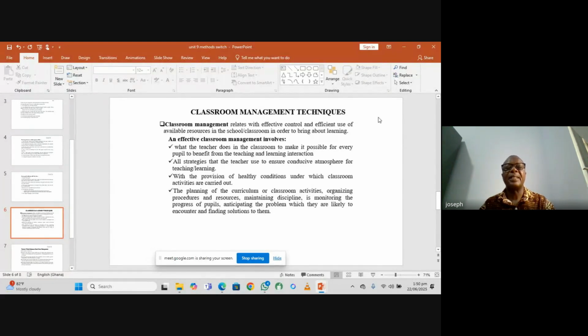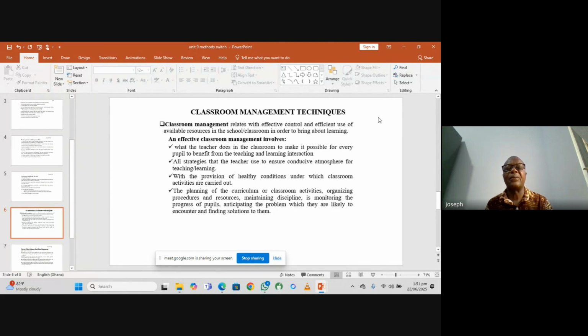The seating arrangements, your appearance, your facial appearance, everything constitutes part of classroom management. How you respond to student questions and how you ask them questions all constitute classroom management, because you are in charge of the class. Whatever you do to make the atmosphere lively for teaching and learning to take place is your responsibility. It is your duty to make sure that the classroom condition is healthy and lively for teaching and learning to take place.